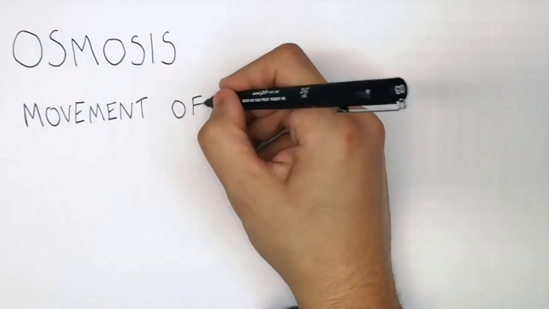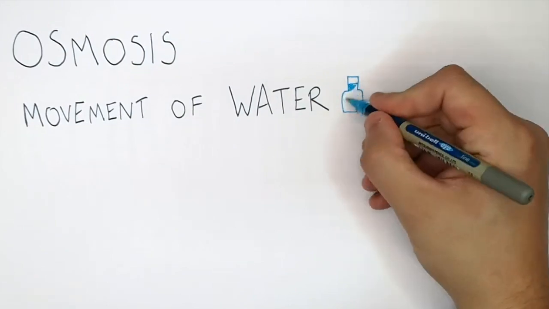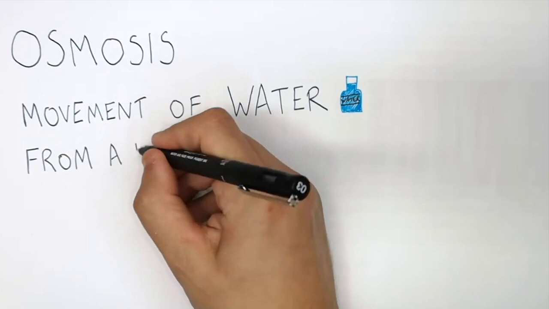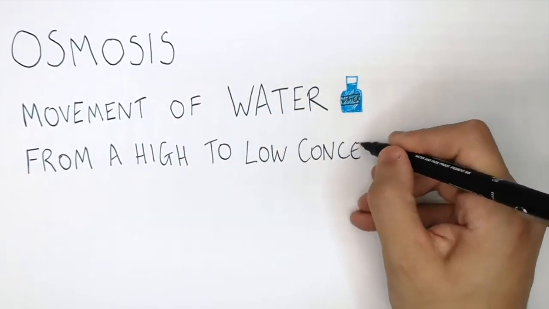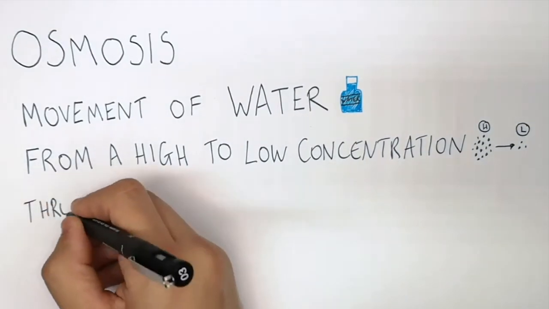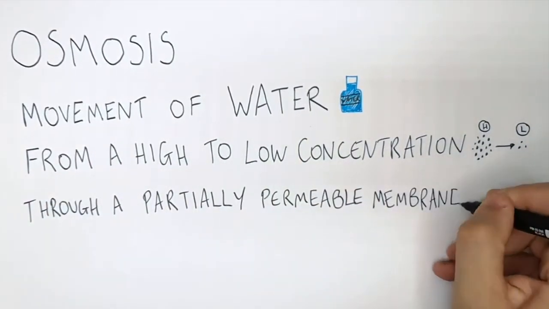Osmosis is the movement of water. It's really important to remember. From an area of high concentration to low concentration. So from high to low concentration through a partially permeable membrane.